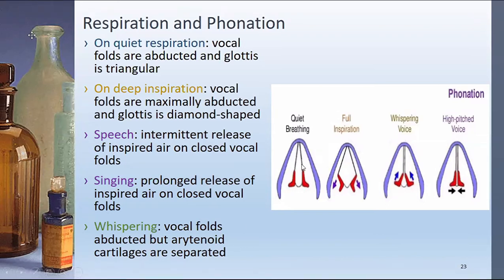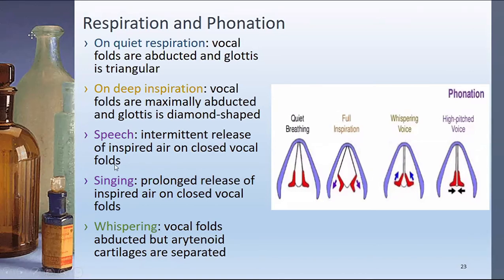This is the vocal cord, glottis, the thyroid cartilage, the arytenoids again. Triangle. Slightly open, slightly abducted. Now on deep inspiration, you need a bigger space for the air. So the vocal folds are maximally abducted, and the glottis appears diamond shaped. This is your glottis on full inspiration.